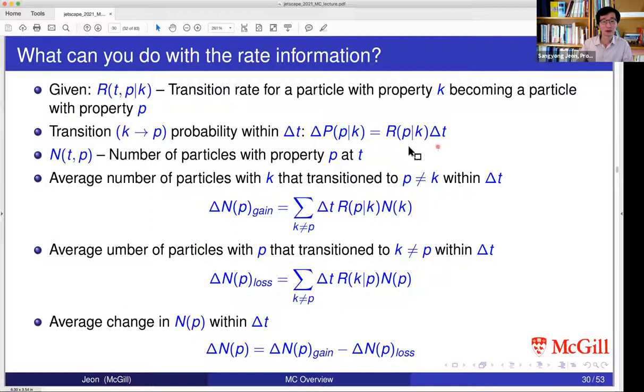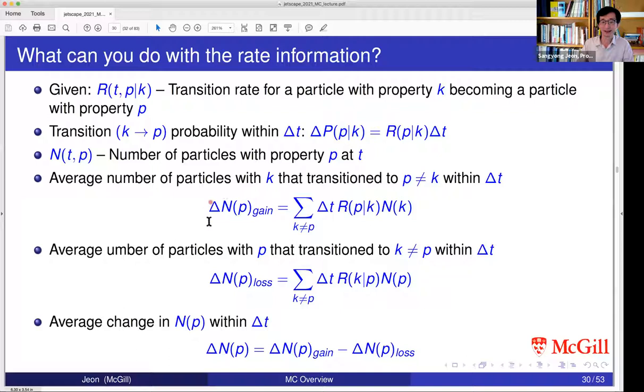Then you can ask questions. Okay, what's the average number of such particles? It's just probability times number of particles. That's it, right? So here is the probability for the transition within delta t. Here is the number of particles with k you begin with, and then what that means is that at the end you will have more particles that have a property p. Okay, so what this represents is the number of average particles that's gained by the energy momentum level p. So we have this many particles with k, and this is the probability for that particular k turning into p, and you sum over all k, and then you have the total number of the gains in the energy level p.